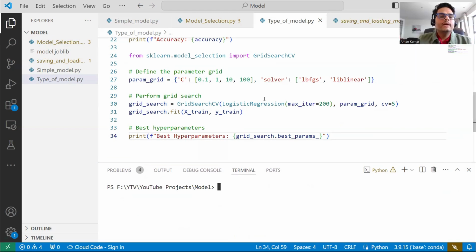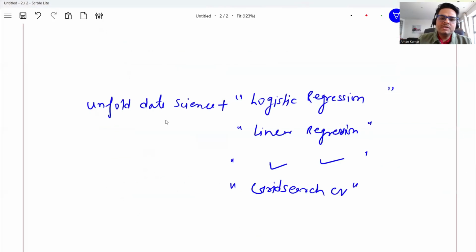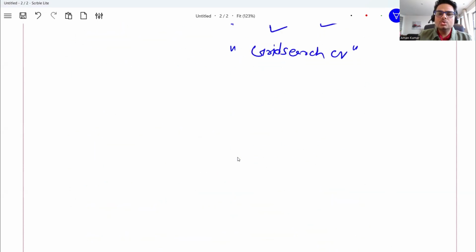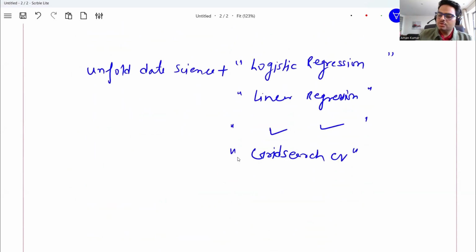Okay, and when we talk of model optimization, similar kinds of concepts will come, and the more you go deeper into the technical aspects of the model, another important concept from the model point of view is called model deployment. I can very well cover this, but again I will request you to go and search unfold data science model deployment. You will get a detailed video on this topic.